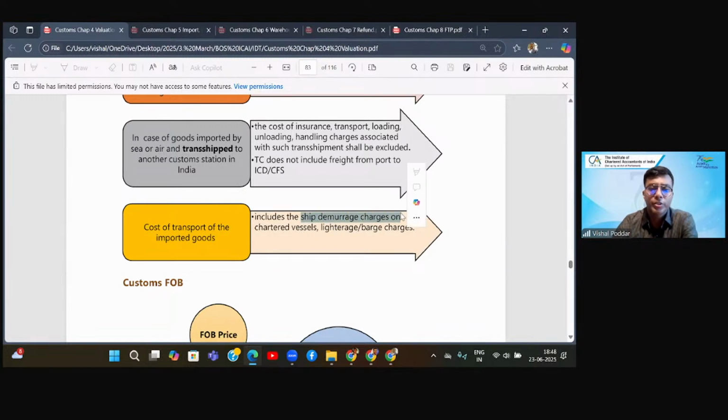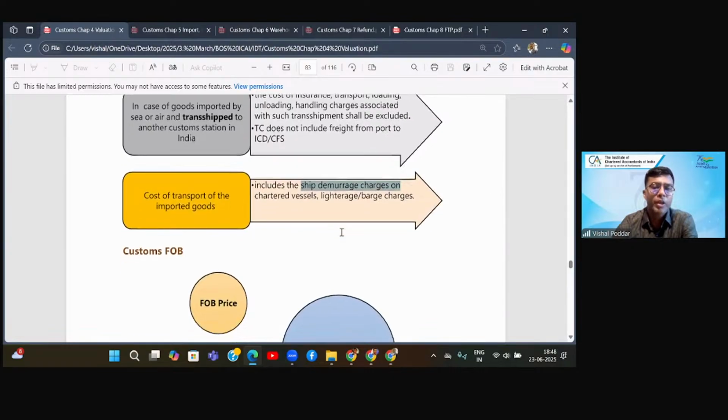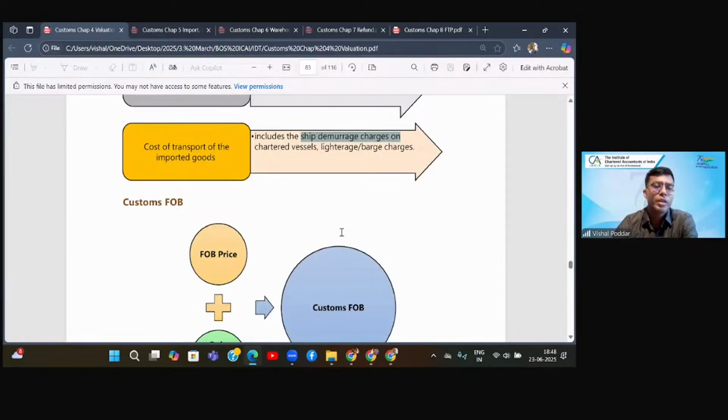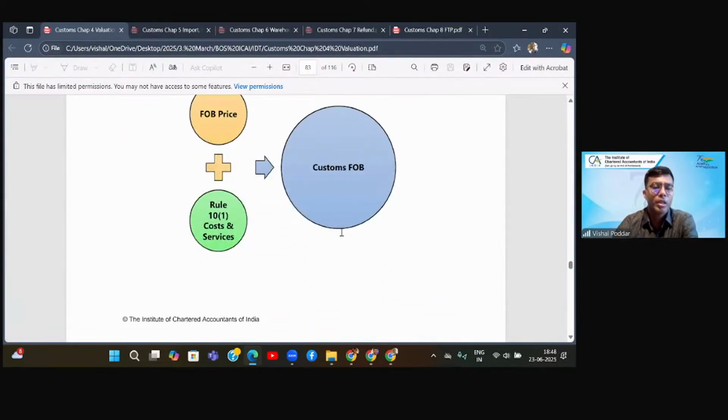Next, cost of transport of imported goods includes, now this is important, if there is some ship demurrage charges which are incurred on chartered vessels, that will be included. Similarly, the lighterage or barge charges, if any of these are incurred on the chartered vessel, they have to be included.